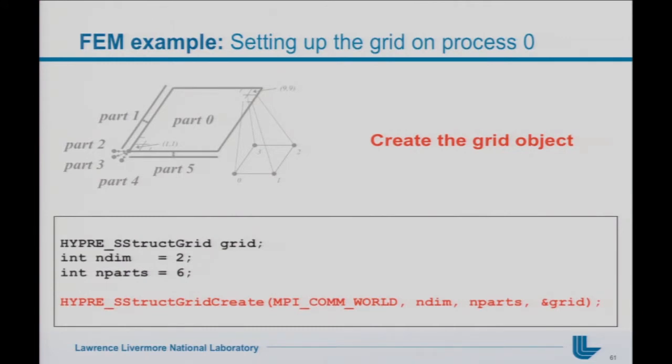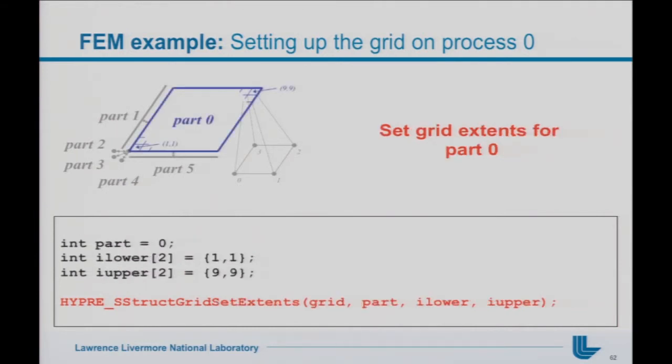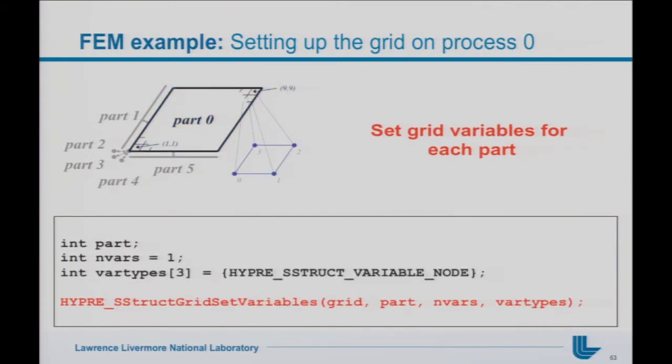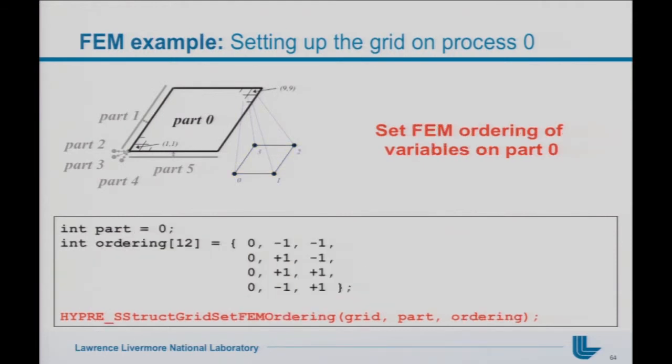It just makes it simple. And if we run through the calls, you'll see we're going to do this from processor 0's point of view. Again, for the grid, you call create, just as before. You set the extents just as before. And you set the variables now. We only have a nodal variable type here, just as before.